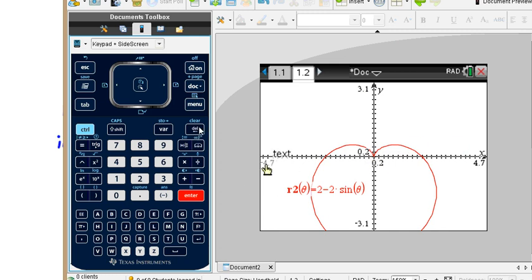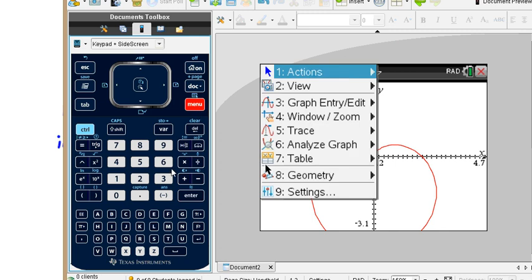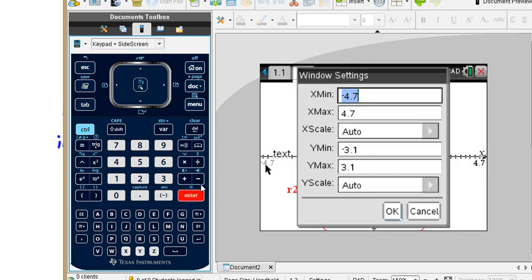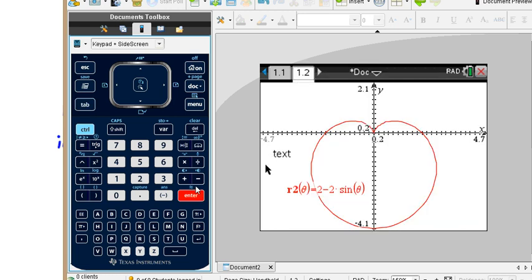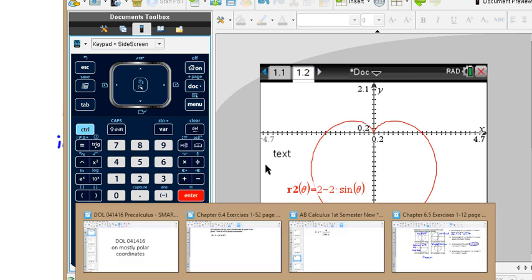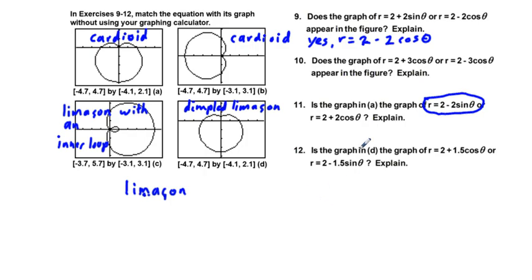I'm going to adjust the window like they have the window adjusted for A. We go to window zoom, window settings. We've got to change the Y here. We're going to go from a Y minimum of negative 4.1 to a Y maximum of 2.1. There we go. And that's going to match graph A. So we'll say r equals 2 minus 2 sine theta.